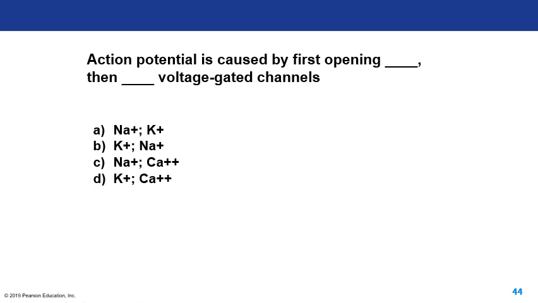Action potential is caused by first opening what and then opening what else? Right, everybody has answered. Okay, and what is your answer? A.